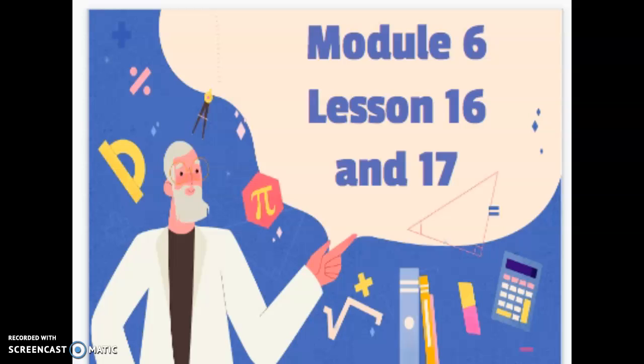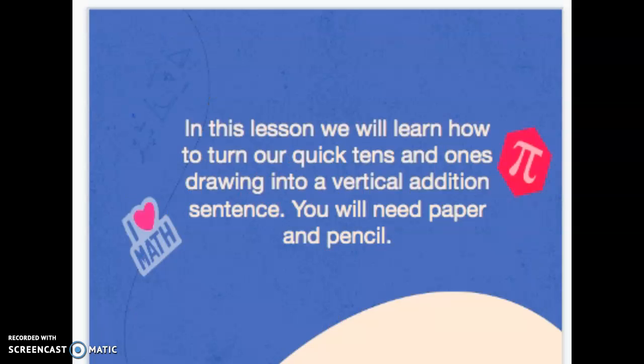Module 6, Lessons 16 and 17. In this lesson, we will learn how to turn our quick tens and ones drawing into a vertical addition sentence. You will need paper and pencil.